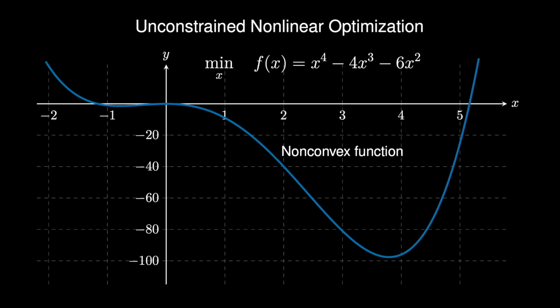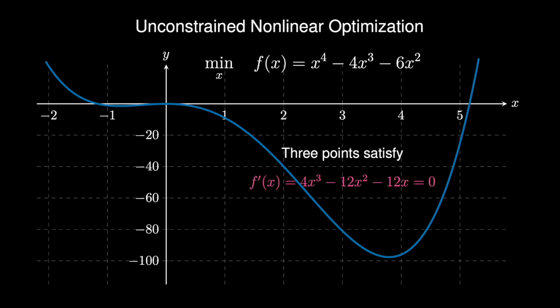Let's apply this to a concrete example. Consider the non-convex function f of x equals x to the fourth minus 4x cubed minus 6x squared. Plotted over the range -2 to 5, we can see it has a complex shape with multiple ups and downs, a non-convex landscape where multiple stationary points can exist.